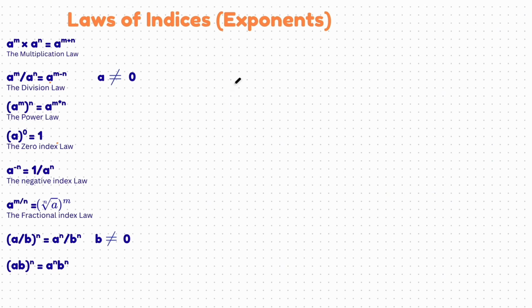Let's look at an example. Say you were given 2 to the negative 1. This would equal 1 divided by 2 raised to the positive 1. That's 2, and that would be our answer.